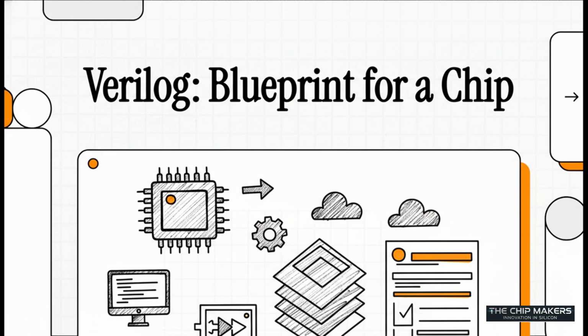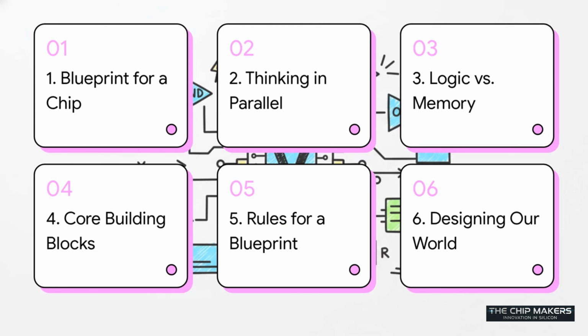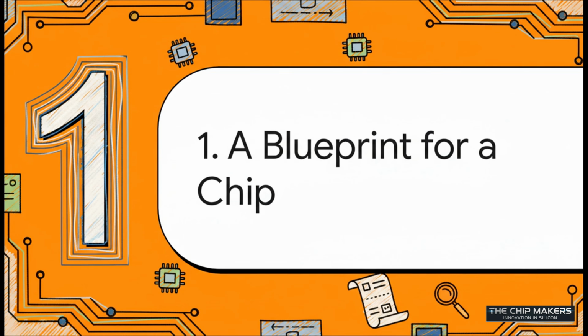entire digital world. So here's our game plan. We'll start with what makes designing hardware just so different from software. Then, we'll dive into the biggest mental shift of all, thinking in parallel. After that, we'll break down the two main jobs of any circuit, peek at some basic Verilog code, cover the super strict rules you have to follow, and then see how it all comes together to build the tech we can't live without. All right, so let's get right to it.